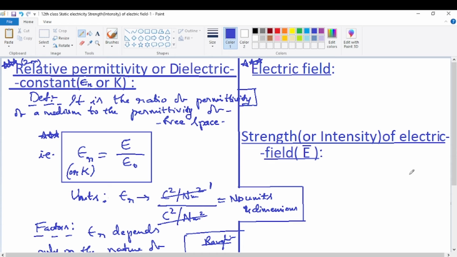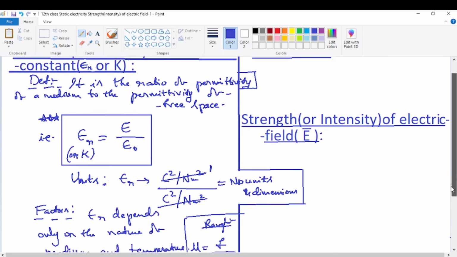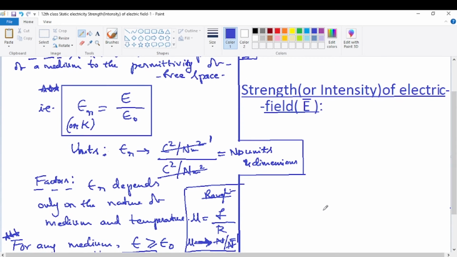Say a charge. What is meant by an electric field? Now I'm taking, say, a positive charge, denoted by the symbol Q. Now consider any point, say A, at some distance away from the charge. Around the charge Q, consider any point in the space surrounding it.